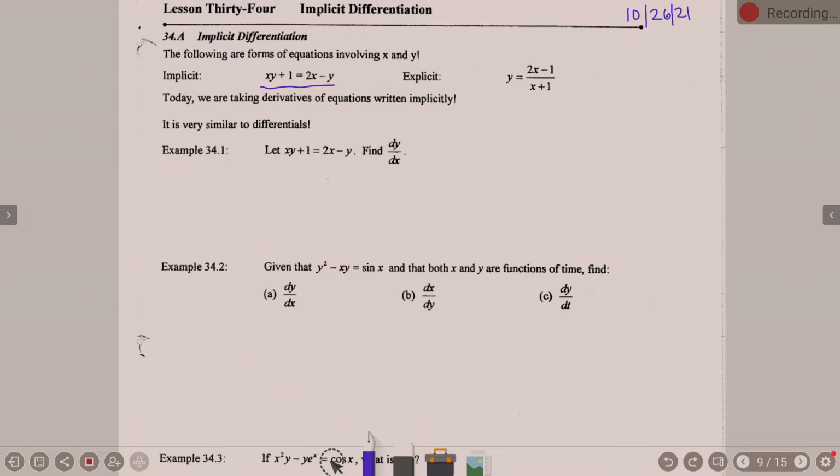So, are we ready for this? Am I ready for this? I don't know. Okay. xy plus 1 equals 2x minus y. Find dy dx.